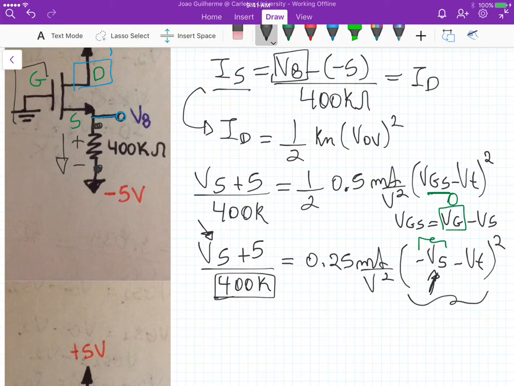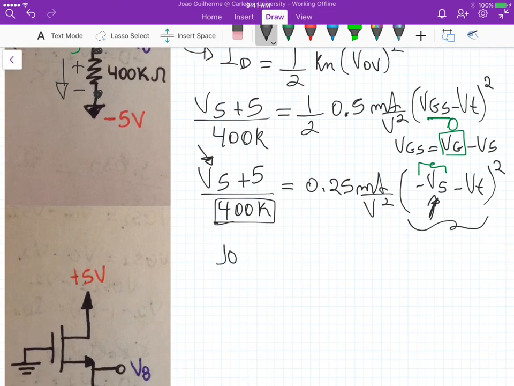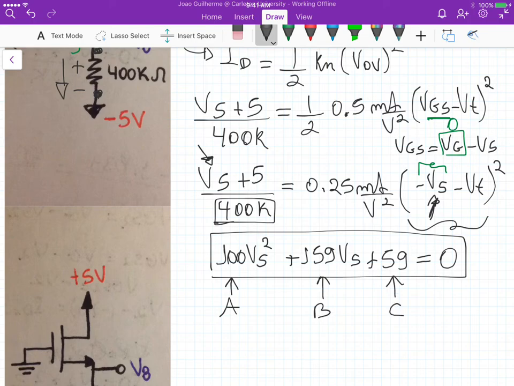So we can expand this thing here, multiply by 400k, and then isolate the Vs squared, Vs, and the constant term, and equate that to 0. We get an equation that is 100 Vs squared plus 159 Vs plus 59 equals 0. So that's the quadratic equation that we have. Here is A, here is B, here is C.